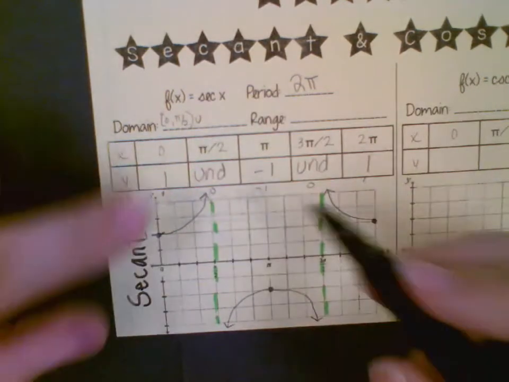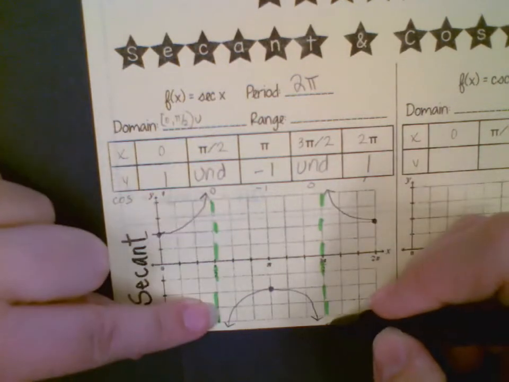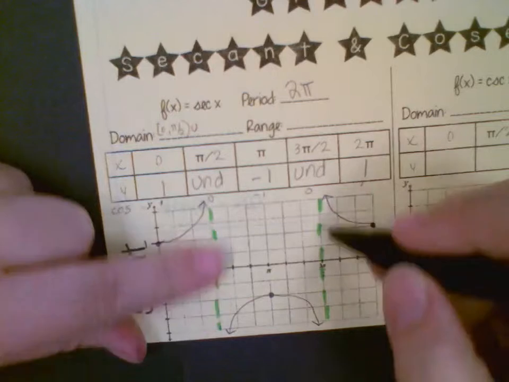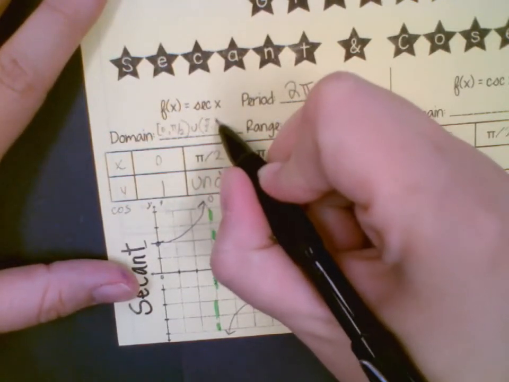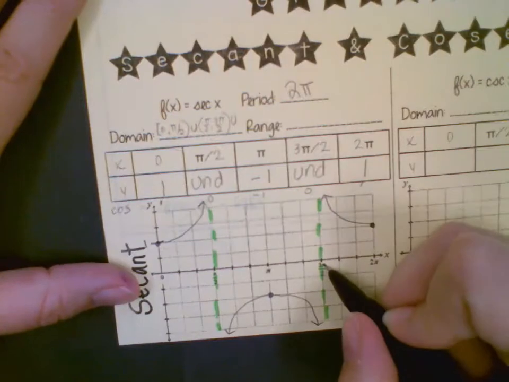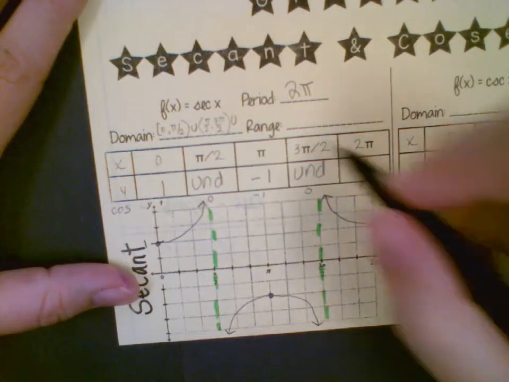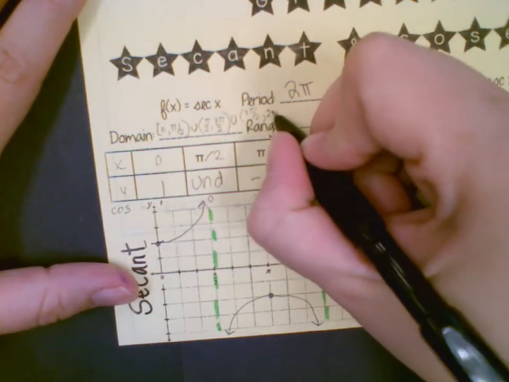And then our next piece, so I put union, which means combining, would be from pi over 2 to 3 pi over 2, which those are asymptotes, so we're not inclusive in either one of those. So pi over 2 to 3 pi over 2. And our last piece is from 3 pi over 2 to 2 pi, inclusive at 2 pi.